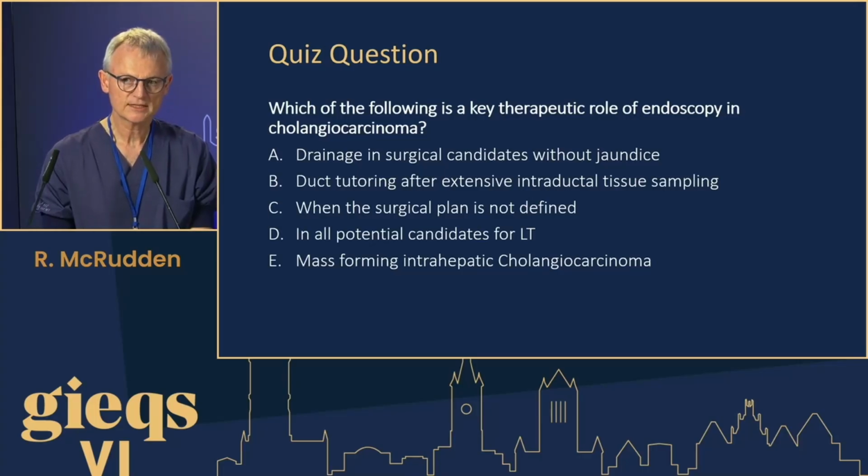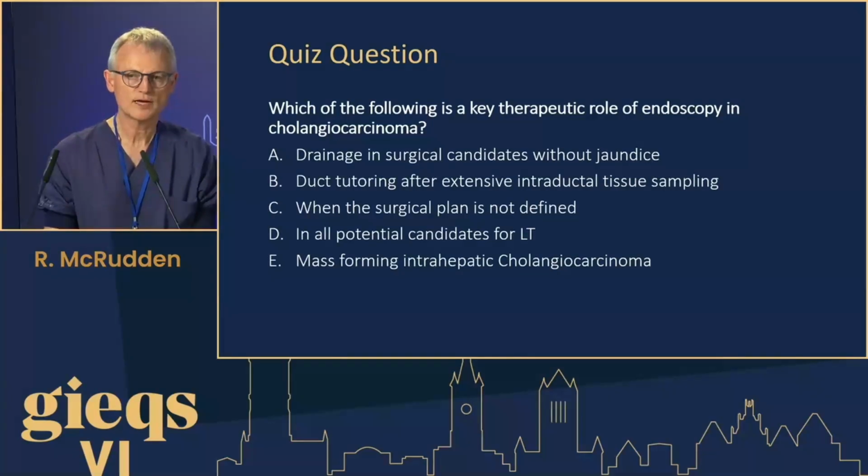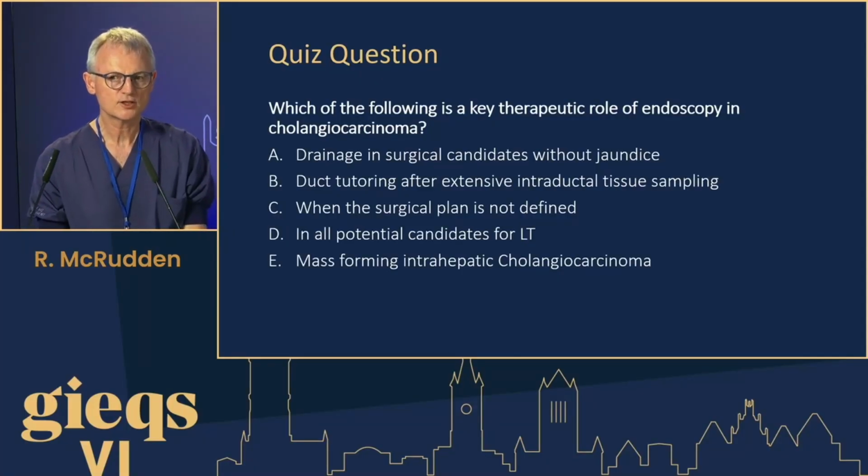A, drainage in surgical candidates without jaundice. B, I'm going to have to look to my faculty to explain the word stenting. So duct stenting after extensive intraductal tissue sampling. C, when the surgical plan is not defined. D, in all potential candidates for liver transplant. And then E, mass-forming intrahepatic cholangiocarcinoma.